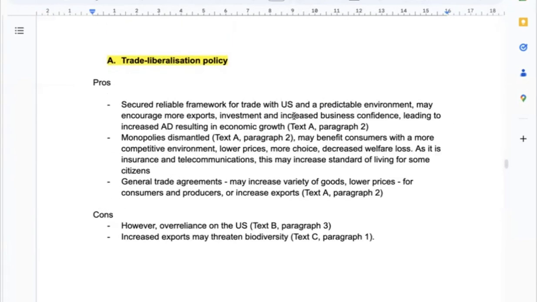Second type of policy that Costa Rica's government conducted is trade liberalization policy. When it comes to the pros of the policy, the general trade agreement made can increase variety of goods available, lower the product prices, and increase export opportunities. Also, it secured reliable trading relationships, and the trade liberalization policy allowed more competition in the country. There were monopolies dismantled, which benefit consumers with low prices, more choices, etc.